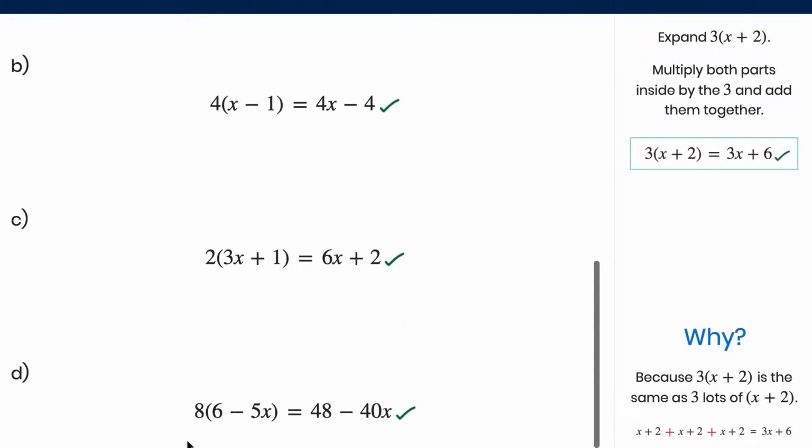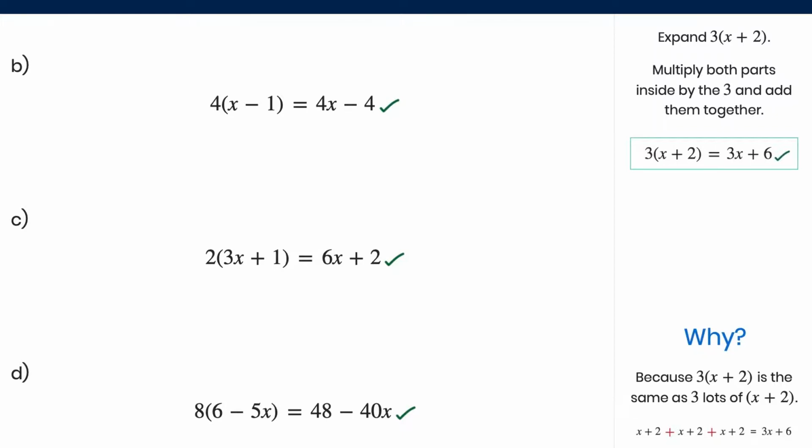Finally, for part D, you have 8 times 6 minus 5x is equal to 48 minus 40x, and that's because 8 times 6 is 48, and then 8 times minus 5x is minus 40x, because 8 times 5 is equal to 40, and we have the minus here because there's a minus between the brackets.